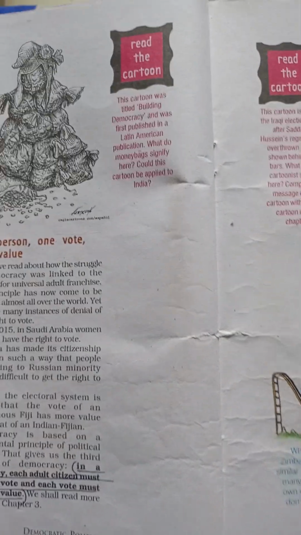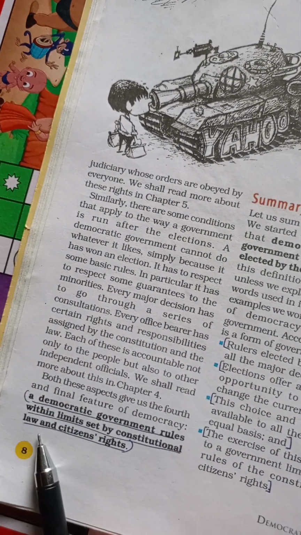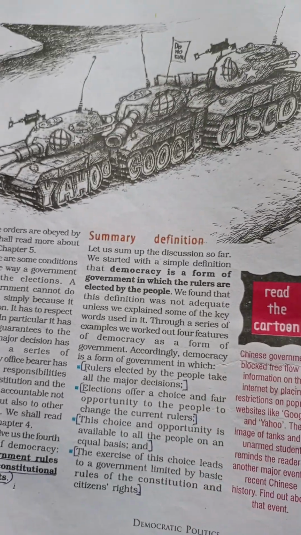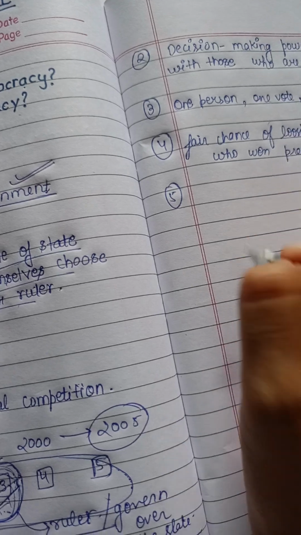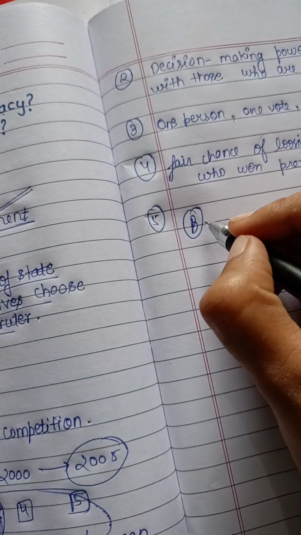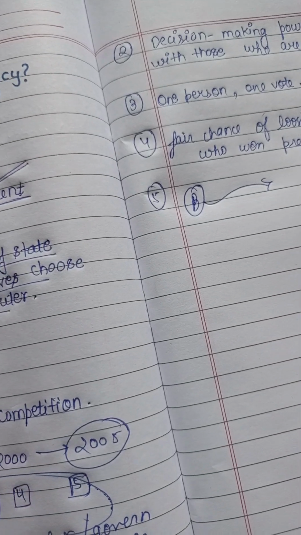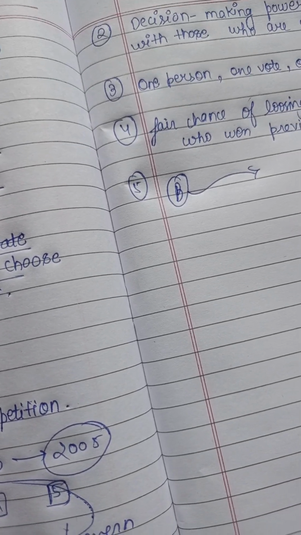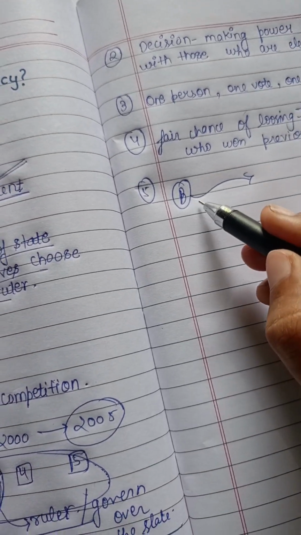Fifth feature, you see, rule of law and respect for rights. Fifth is this: a democratic government rules within limits set by constitutional law and citizens' rights. This is the important feature. Why is it important? Because, see, if I decided that yes, person B should get the power, now person B cannot do everything whatever person B wants. There should be some obvious limitations so as to protect the citizens from the might of the state and from the malicious activities or the unfair treatment of the state.